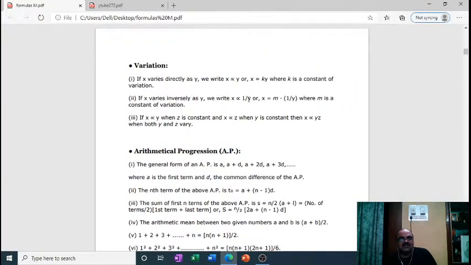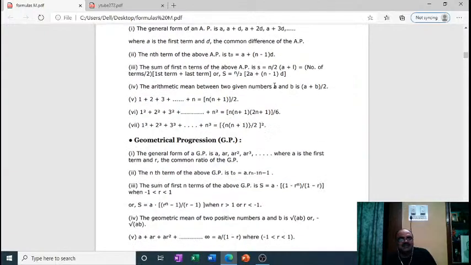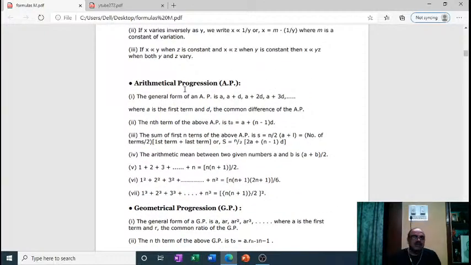Variation, nothing much to talk about, it's directly proportional. These are all the relations which we have studied everywhere. Coming into AP, GP and HP, I'll touch upon very important ones only.